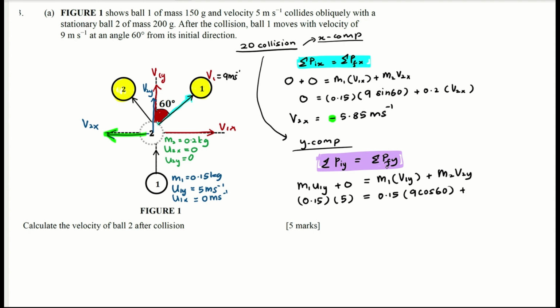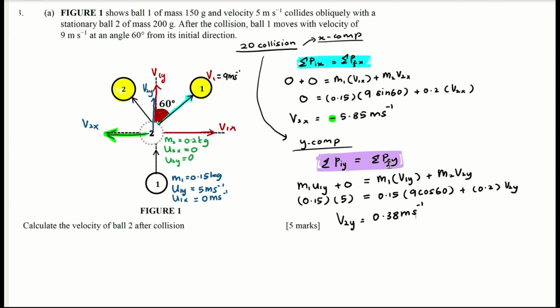Plus M2 is 0.2 and then V2y. Okay, so daripada sini kita dah boleh selesaikan V2y, di mana V2y saya dapat jawapannya adalah 0.38 meter per second. Cubalah awak kira betul tak? Pastikan kalkulator awak dalam degree mode sebab dia adalah angle 60 degree. So make sure tak silap lah.